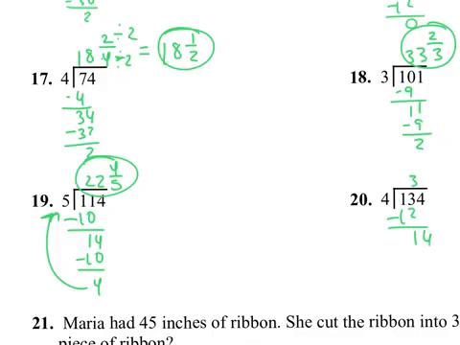Bring down the 4. 4 will go into 14 3 times. 3 times 4 is 12. Subtract those. I get a remainder of 2. So then I get an answer so far of 33 and 2/4. I'm going to bring this over here.